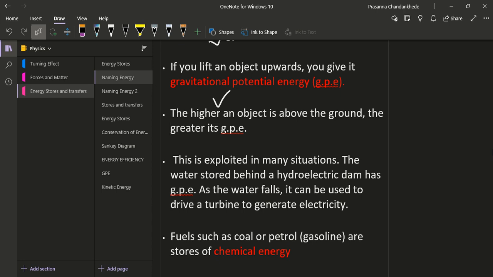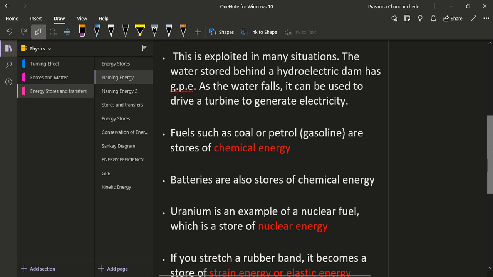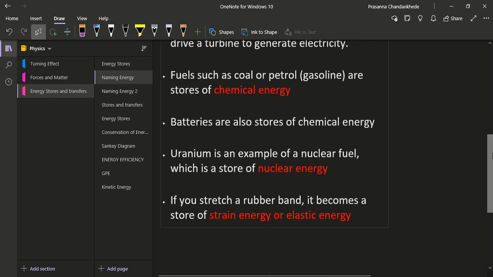Fuels such as coal or petrol, gasoline, are stores of chemical energy. Batteries are also stores of chemical energy. Uranium is an example of a nuclear fuel. If you stretch a rubber band, it becomes a store of strain energy or elastic energy. They both are the same thing.